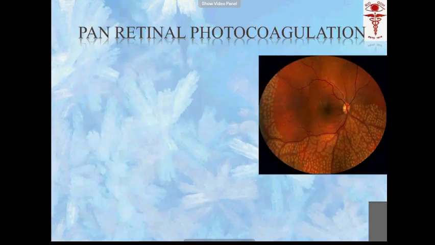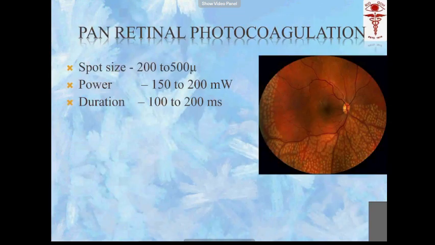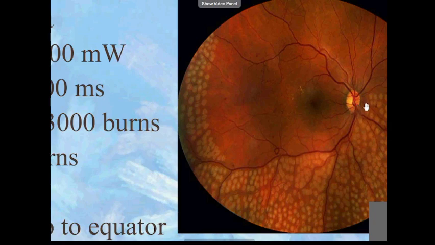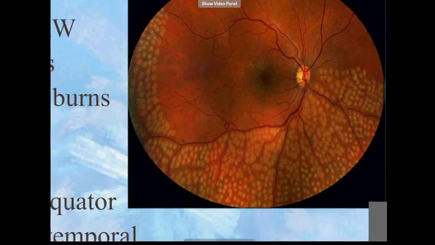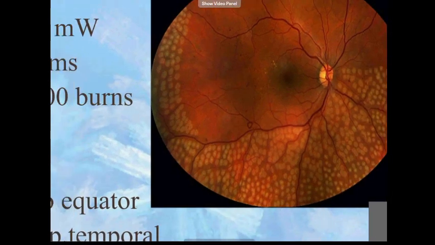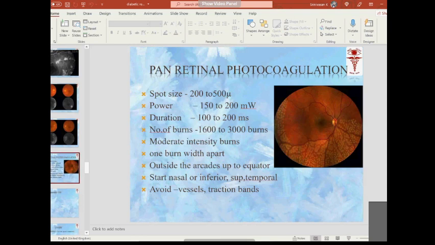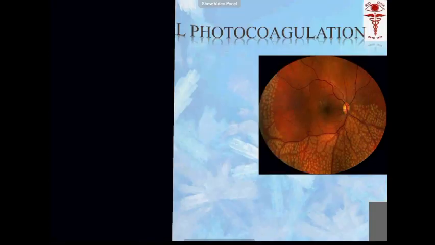So this is pan-retinal photocoagulation. This is how we do the pan-retinal photocoagulation. We have to start from the disc, from the posterior pole. We have to go up to the equator. Just give in rows. The spot size we generally give is around 200 microns. And the number of burns is approximately 1500 to 3000 burns we generally give. More than that you need not know anything.